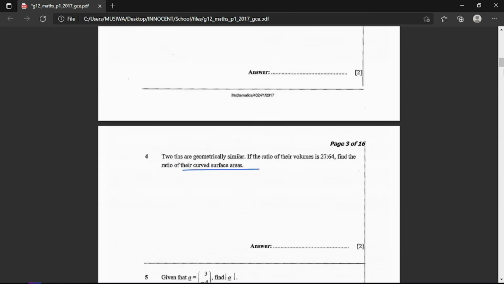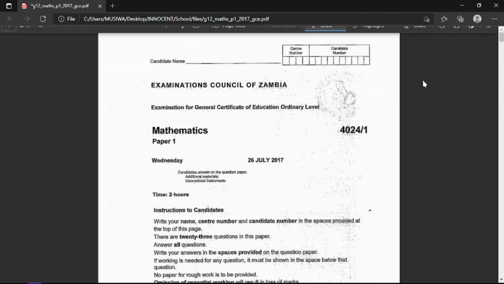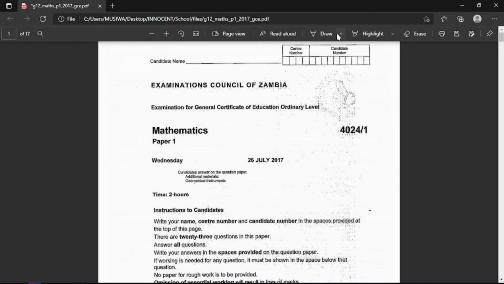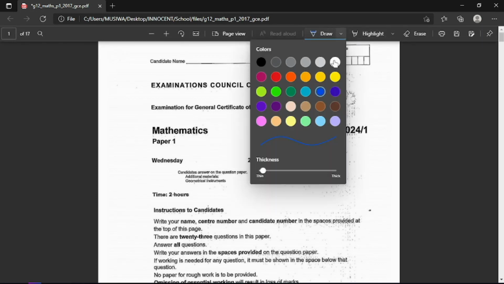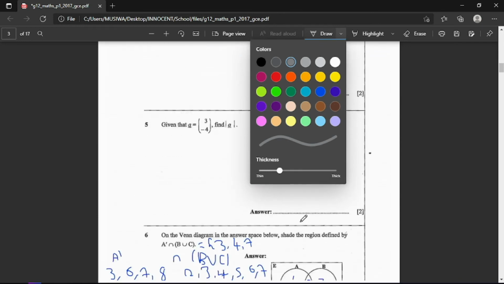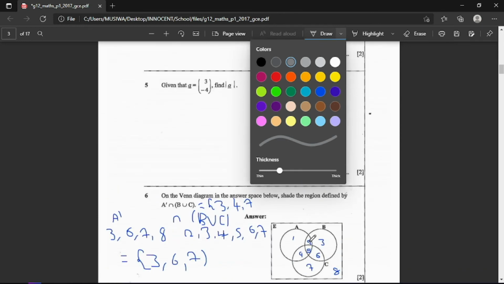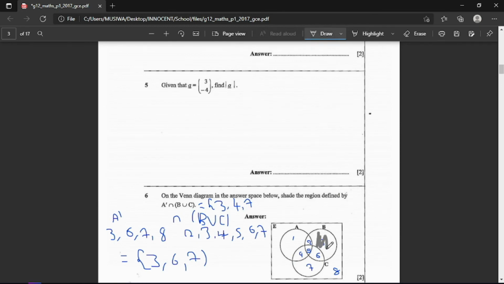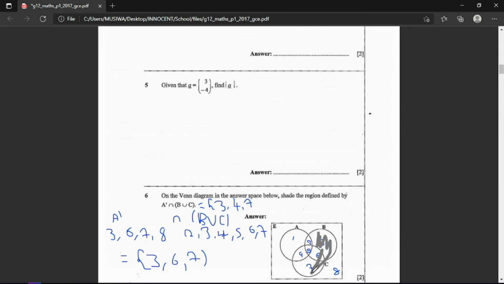Let me change the color. Let me get gray, and something very, very thick, just for this one question. Then I'm going to shade this part right here. So this will be my shaded region.